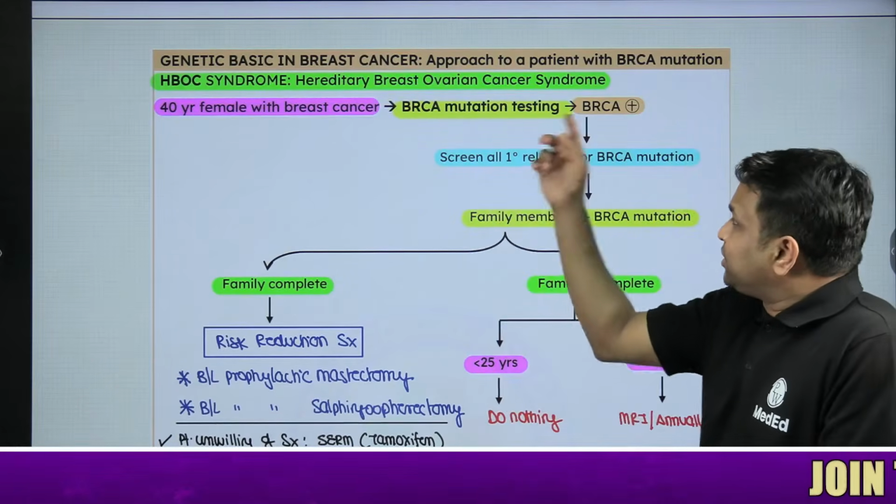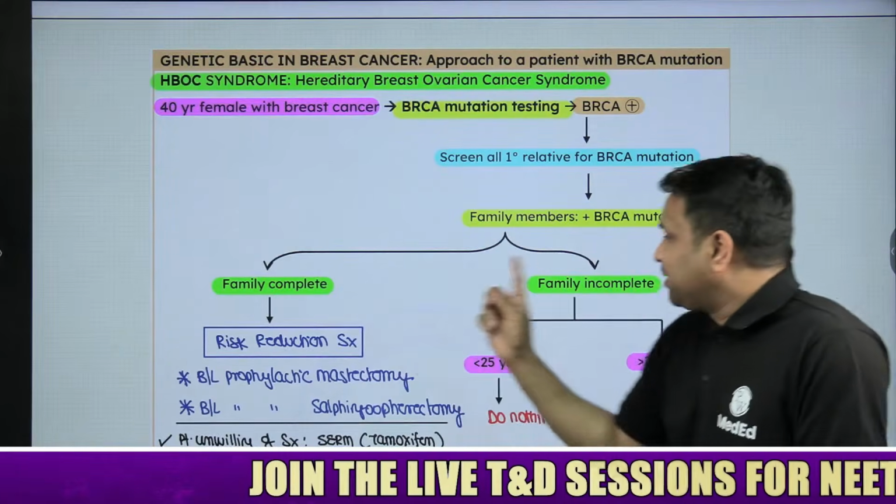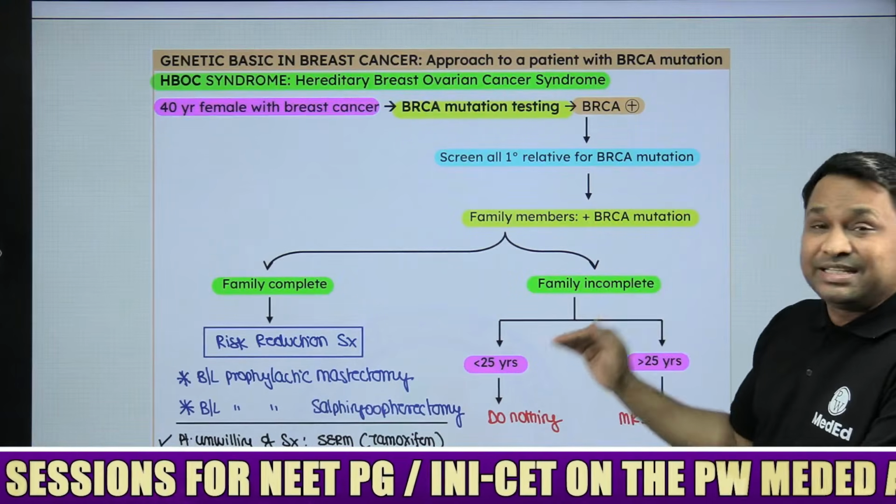If it is positive, we're going to screen all positive related with BRCA mutation. If the family member is positive, we'll see whether the family status is complete or incomplete. If the family status is complete, we'll do a risk reduction strategy. If it is incomplete, I'll see the age of presentation.